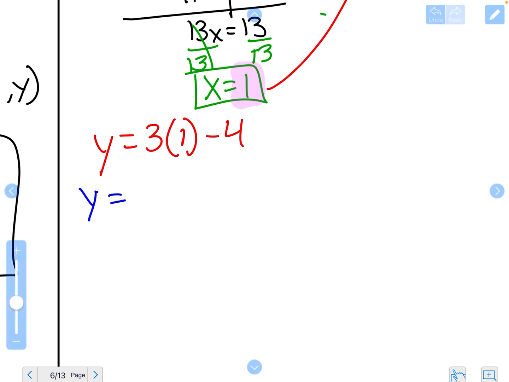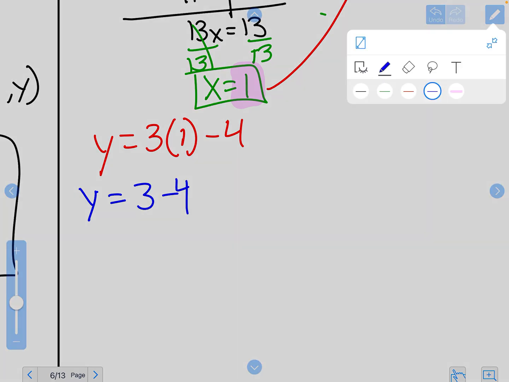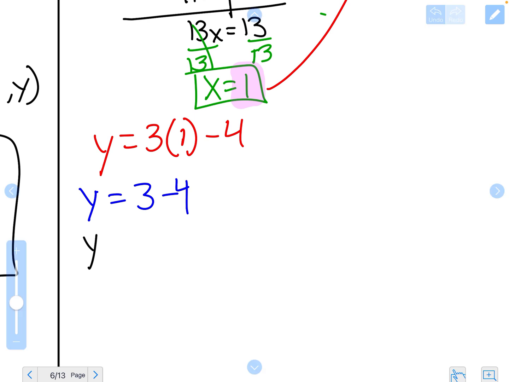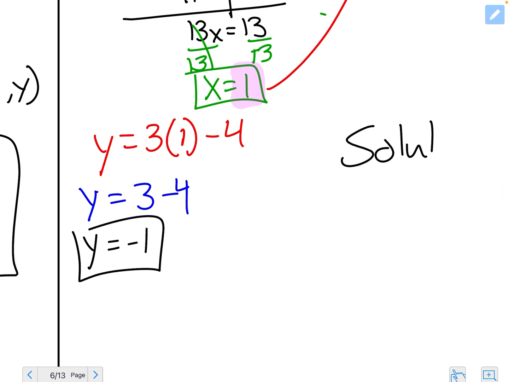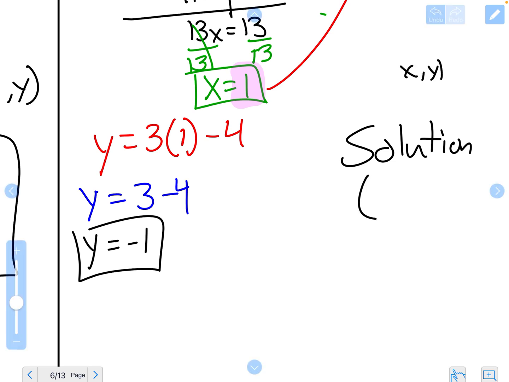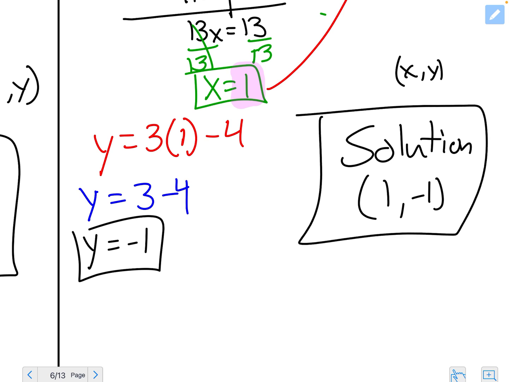So y equals 3 times 1 is 3, minus 4. And then 3 minus 4 is negative 1. So our solution, again, x comma y is how we write our solutions, 1 comma negative 1.